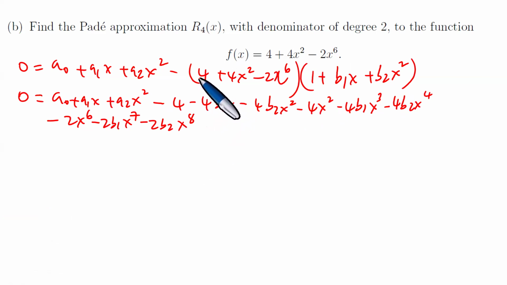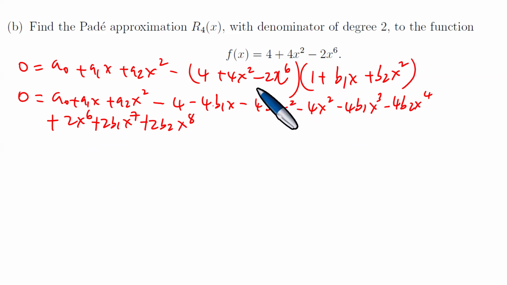We check again. We have the 4 that multiplies through. 4 times 1 is 4, obviously negative, with the negative outside. 4 with the b1 is minus 4b1x, minus 4b2x squared. Then we take the minus 4x squared and distribute: minus 4x squared by this is minus 4b1x cubed, minus 4b2x to the 4th power. Then we have the minus 2x to the 6th power, it comes out of this. But obviously it's going to be a plus, because of the negative, so it's going to be plus there, and plus there.